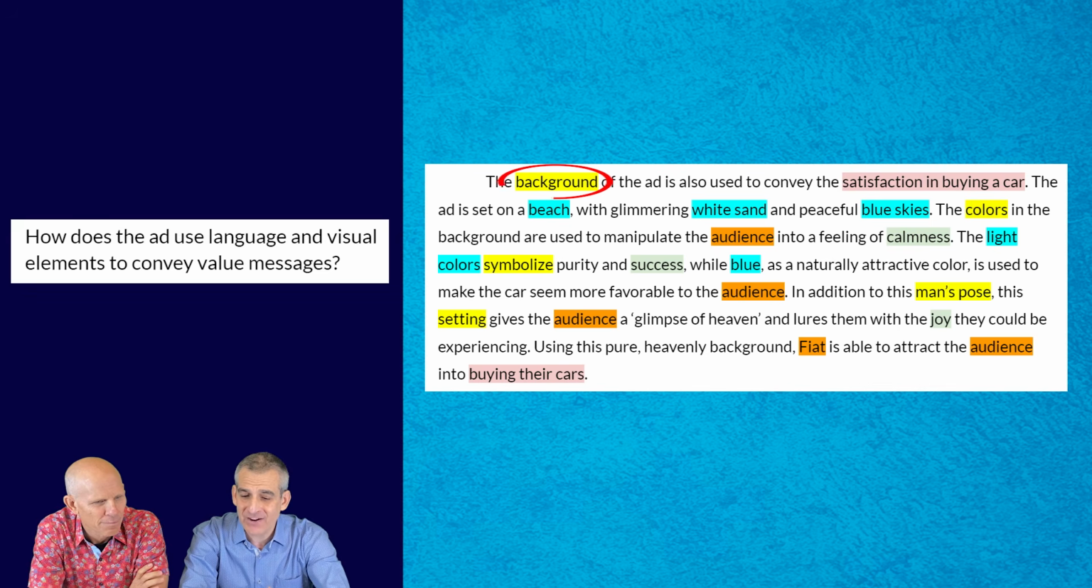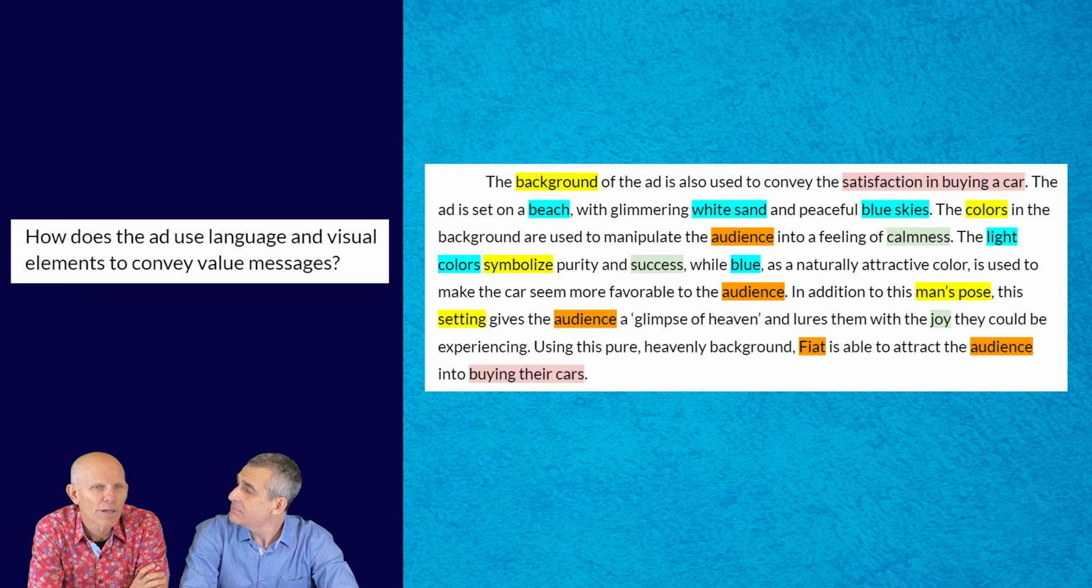The second body paragraph, rather, is quite short. I see the word background highlighted, and then I see satisfaction in buying a car. What do you guess the writer's going to try to do in this paragraph? They want to look at the setting, that beach setting. And I think that's wise.